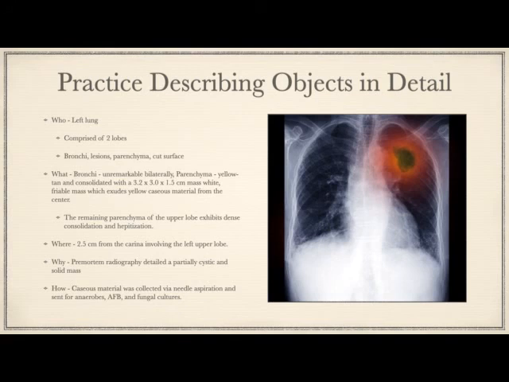Where is it? Whenever you find a lesion, you need to say where it is exactly, so the person has an idea in 3-dimensional space what you're looking at, the same as you when you're describing it. So this lesion is 2.5 centimeters from the carina involving the left upper lobe. Why? Why did you see it there? Why were you looking for it there? Pre-mortem radiography detailed that the patient had a partially cystic and solid mass in the upper lobe. How? How did you find out what this is? So we cut the lung. It showed caseating material, which was collected via needle aspiration, sent for anaerobic and AFB and fungal cultures.